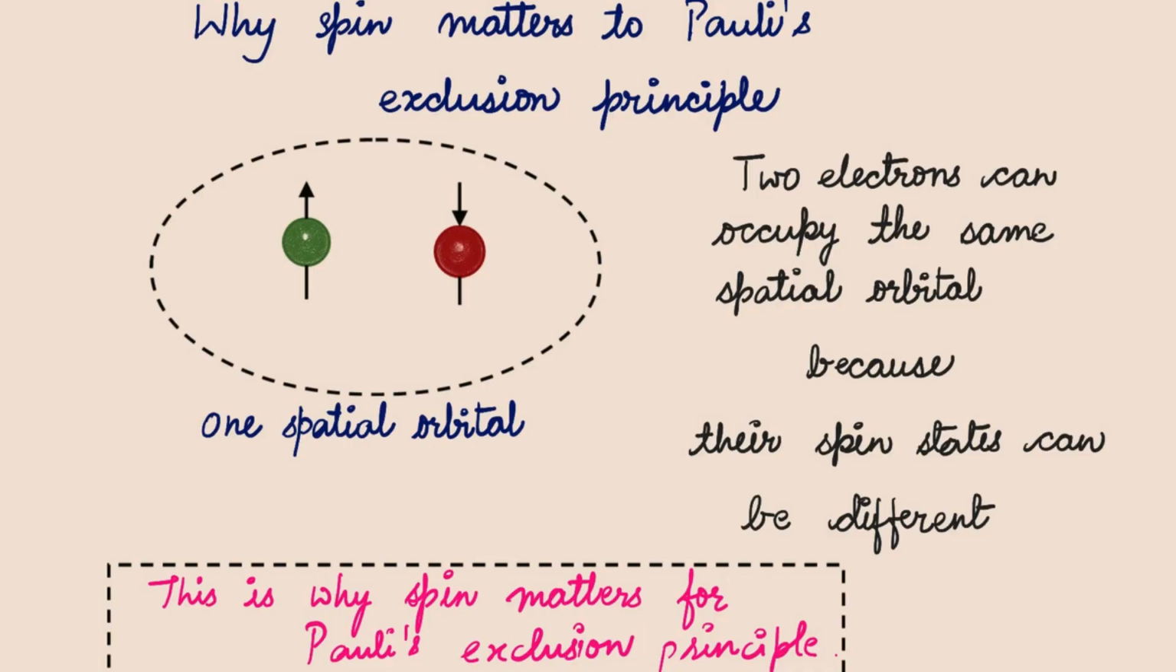And now, we can connect this back to Pauli's exclusion principle. Spin gives the electron an additional quantum degree of freedom. Therefore, two electrons can have the same spatial state while having different spin states. So, when we describe the complete quantum state of an electron, we need to consider not only its spatial state, but also its spin state. And that is why spin becomes so important in understanding Pauli's exclusion principle.